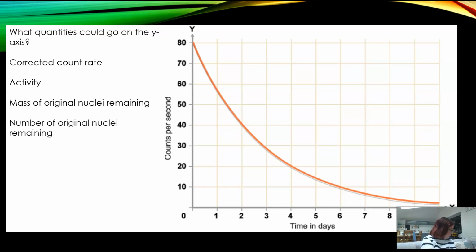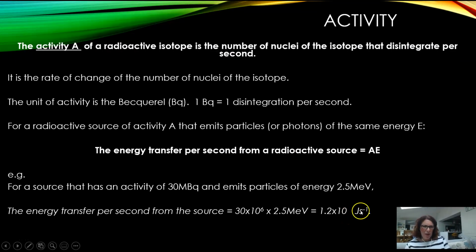The last bit I wanted to look at, I should go back and just say that joules per second is power. So what we're actually working out here is the power of the source. Okay, joules per second is power. So power of the source is A times E.